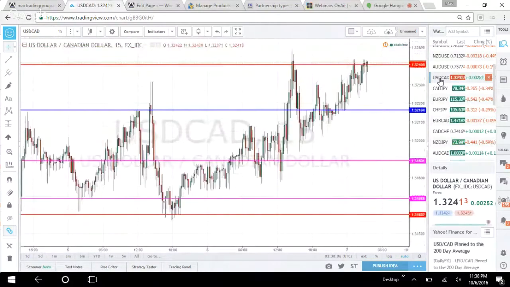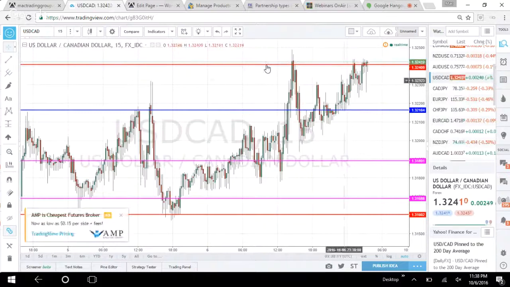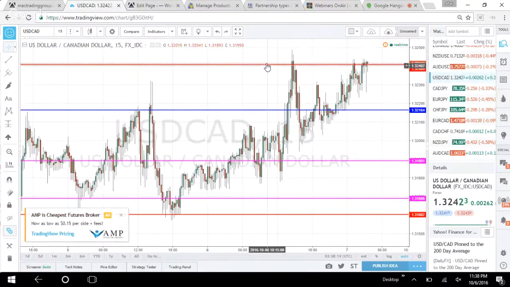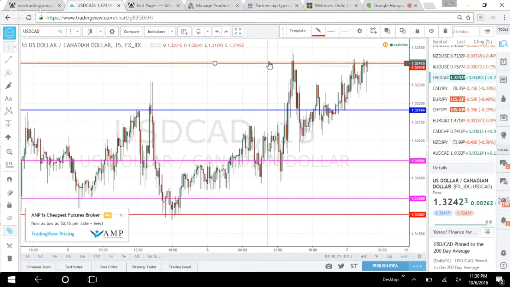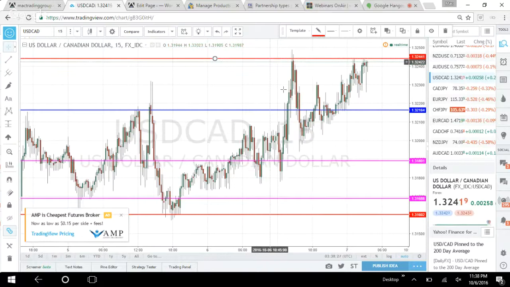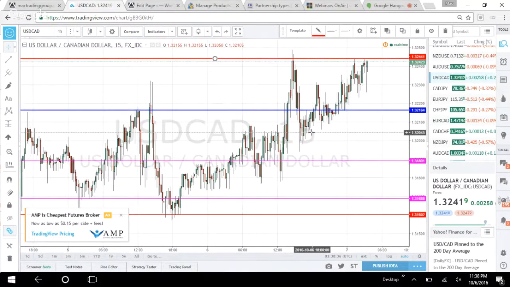It's still sitting up at the resistance area. It went up and hit our stop loss. Let's move this up a little bit. My stop loss was at 1.3245. Price went up to 1.3244, and it took me out of the trade. Technically, the only reason I got taken out was because of the spread. If we'd had another 5 pips on the trade, we would have been good.